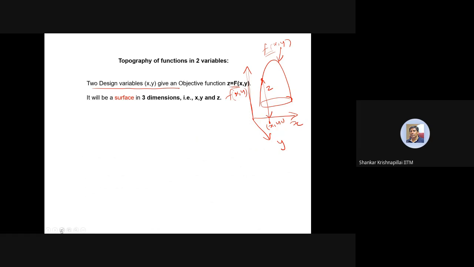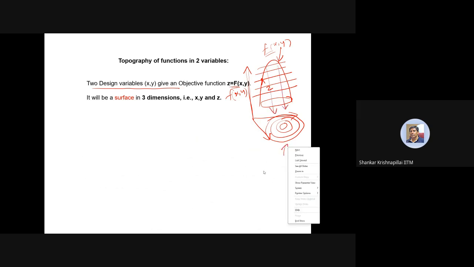Let me wipe out some of these things. This is x, this is y. To get the contours, the objective function has to be sliced at various heights, and then you have to draw the projections on the xy plane. Projections will be circles like this. So now you have to project down all these things. So these are called contours.